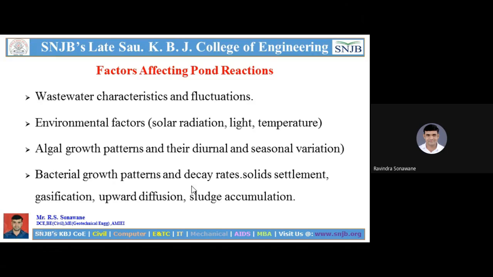Bacterial growth pattern and the decay rate, solid settlement, gasification, upward diffusion, sludge accumulation. These are due to the bacterial growth pattern.